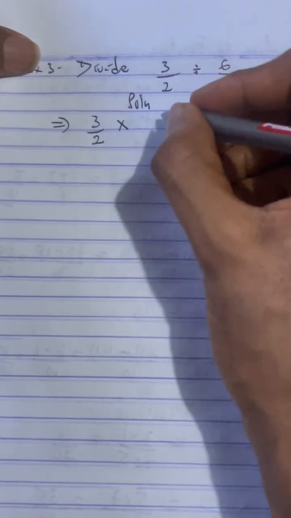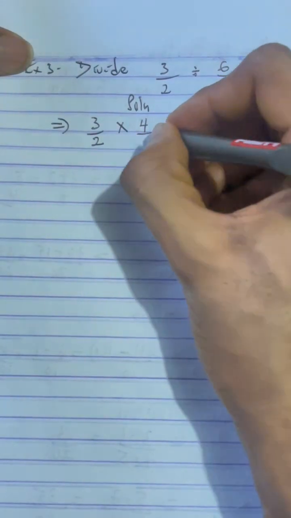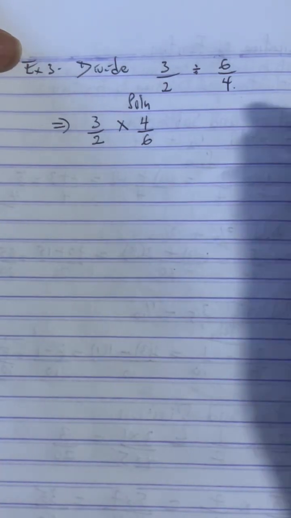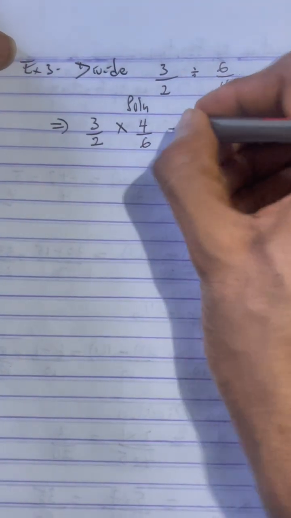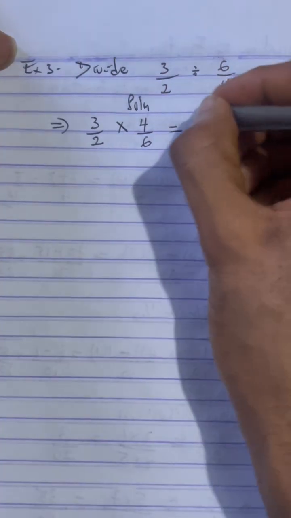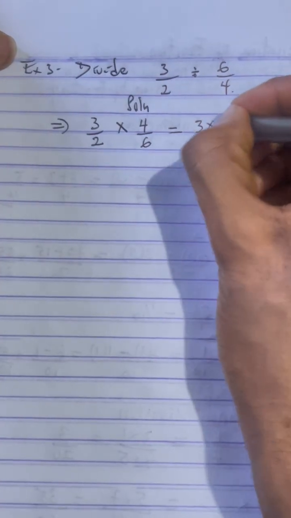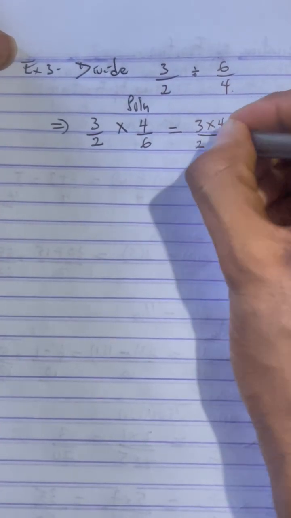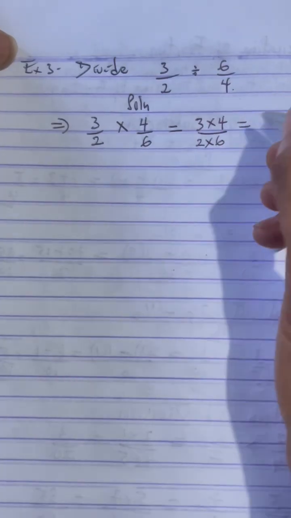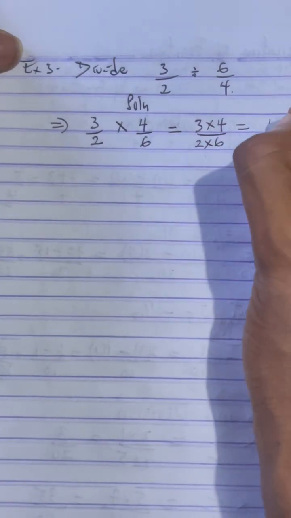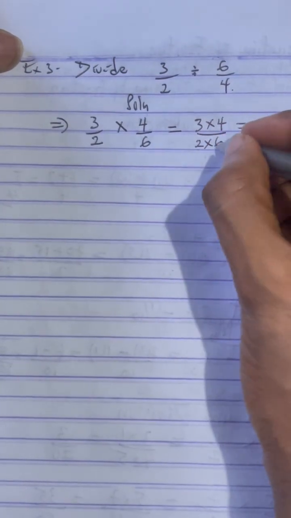So now you have 4 over 6. So now you can decide to say this is multiplication, right? Which is the direct method. So you have 3 times 4 over 2 times 6. That gives us 3 times 4, which is 12, over 2 times 6, which is 12.